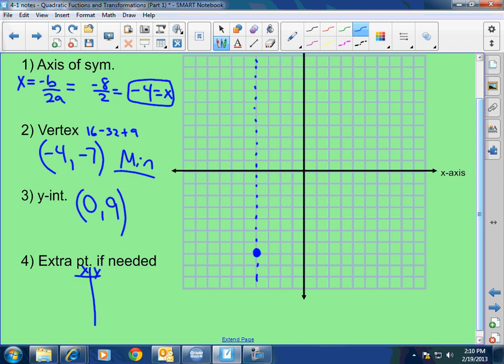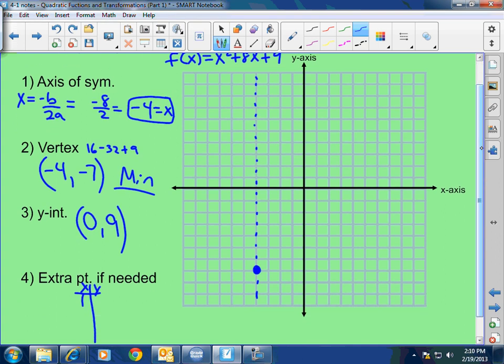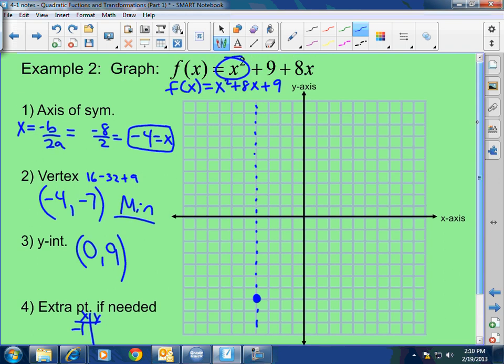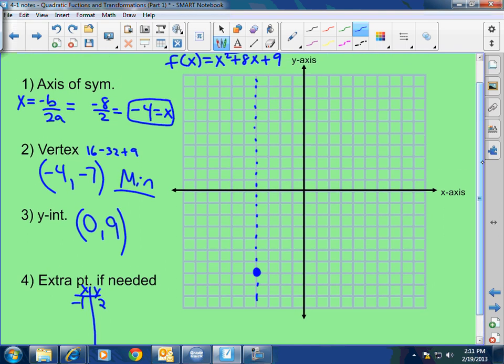Let's go ahead and choose when x is 1. When x is 1, we're going to get 1 plus 8. Oh, no, that's way too much. Let's do negative 1 to make our lives a little bit easier. So you're going to have 1 minus 8. That's negative 7 plus 9 is 2. Okay. So now, my y-intercept is 0, 9. My mirror image, that's 1, 2, 3, 4 to the right. So go 1, 2, 3, 4 to the left.